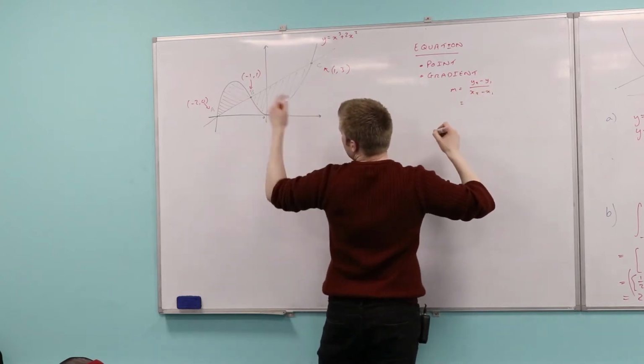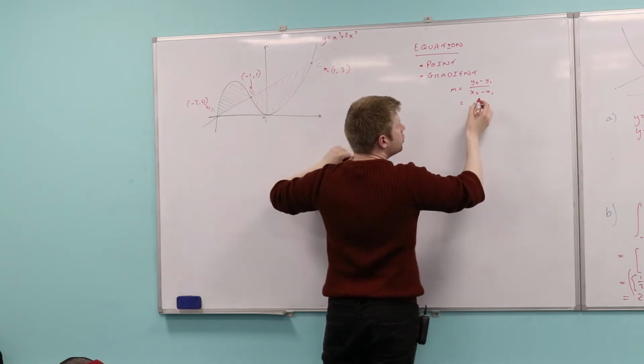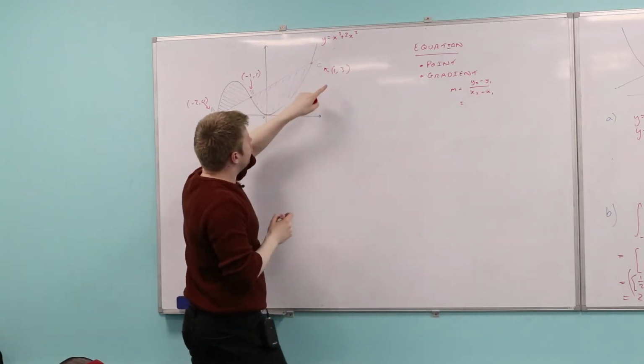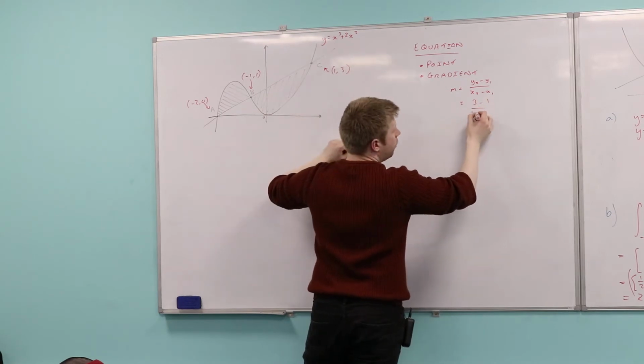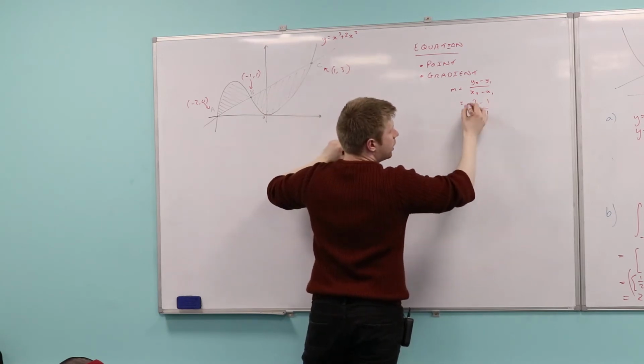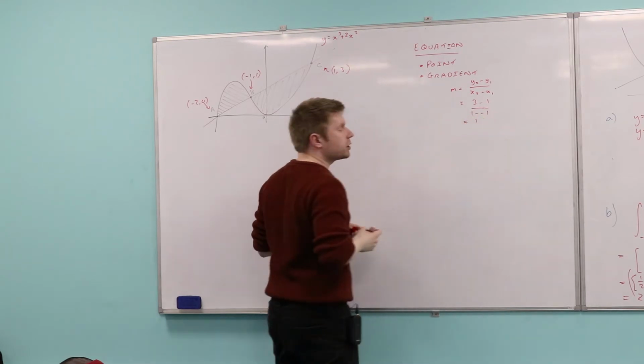I'm just going to use C and B. I guess we could use A and B, it doesn't really matter. Change in y over change in x. So let's do 3 take away 1 divided by 1 take away negative 1. So you get 3 take away 1, which is 2, divided by 1 plus 1, which is 2. So that must come out as 1.